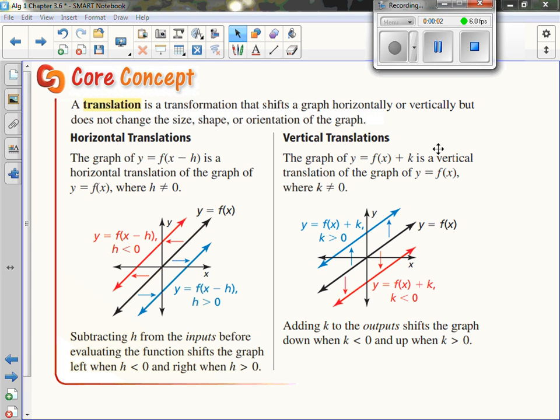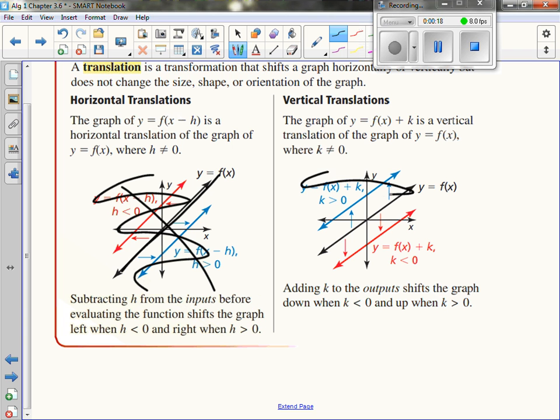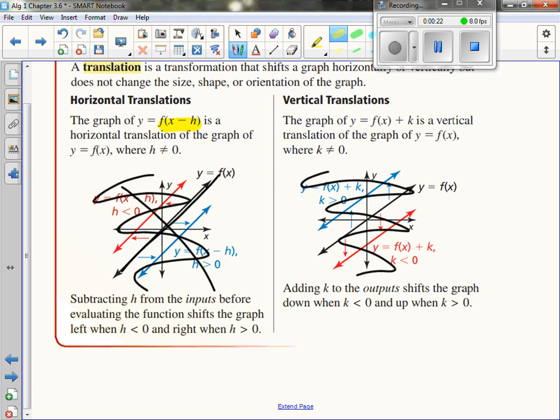All right, guys, so looking at chapter 3.6, what we're going to be talking about in this section is translations, moving this graph up, down, left, or right, reflections, and vertical stretch or shrink. Now, when we look at this here, don't really worry too much about what this graph looks like because these look the exact same. Now, what we really want to focus on is this here.